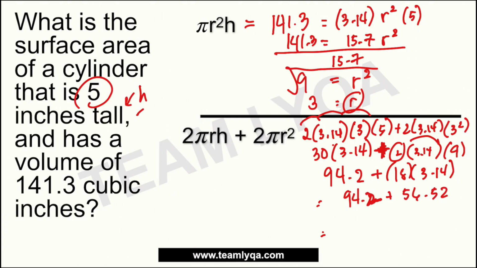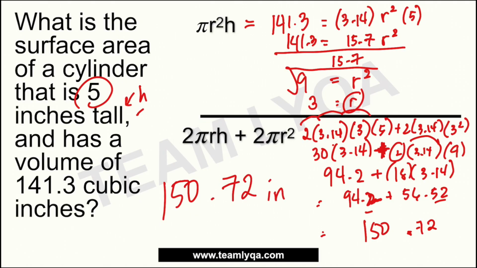So, i-add lang natin sila. So, unahin muna natin yung decimal side, 0.52 tsaka 0.2, that would be 0.72. And then, add natin tong dalawa. Sakto-sakto yung 6, mapupunuan niya yung 94, magiging 100. So, 150.72. So, the answer would be 150.72. Tapos, you have square inches or inches squared. Kasi surface area yung hinahanap. Okay? So, again, ang gagawin nyo lang, remember the formulas, remember your PEMDAS, and then solve. Be very careful with your decimals as well.